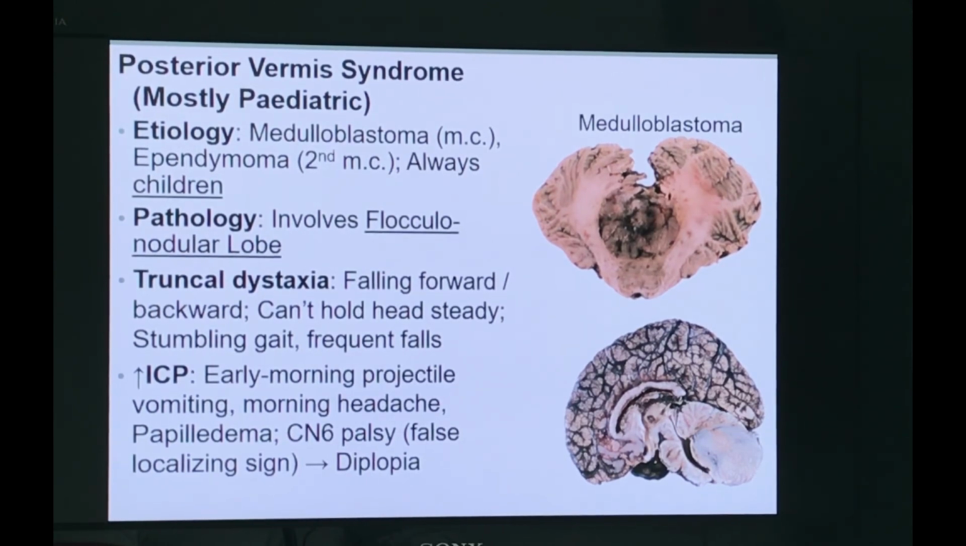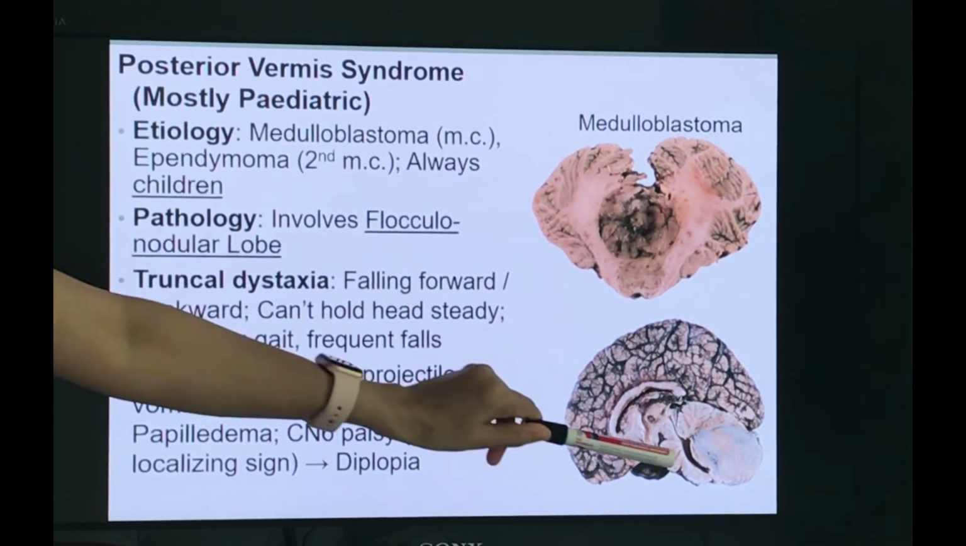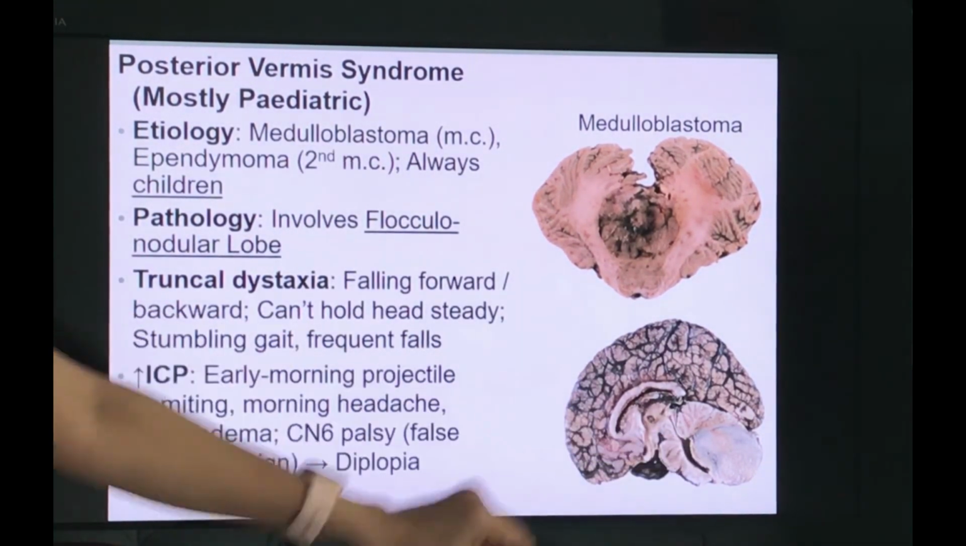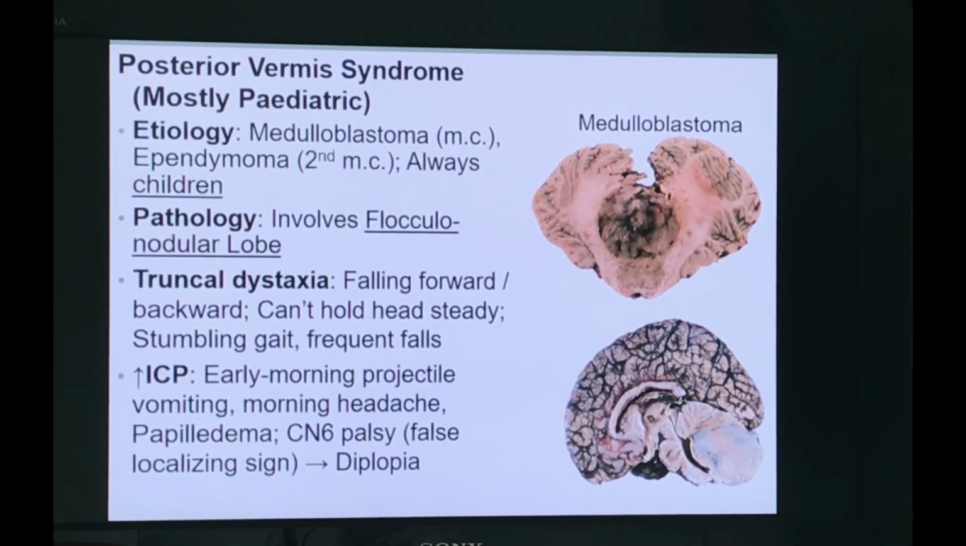So definitely the child will have truncal dystaxia, where the child has difficulty having a steady gait. They have falling forward or backward, cannot maintain balance, can't hold the head steady, a stumbling gait, and they'll have frequent falls. Since this tumor blocks the ventricle, you can see here this is medulloblastoma, compressing the ventricles. Due to the increase in intracranial pressure, the child will present with early morning projectile vomiting, morning headache, severe headache.